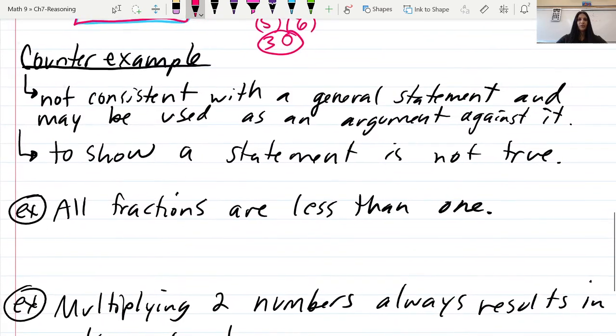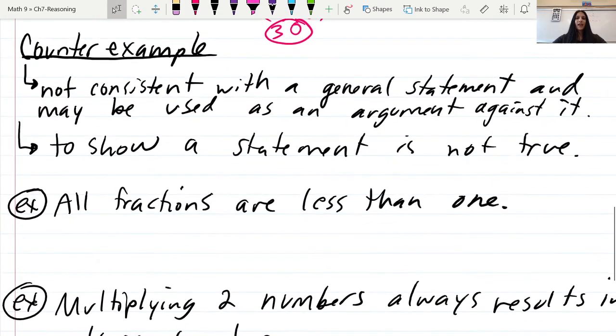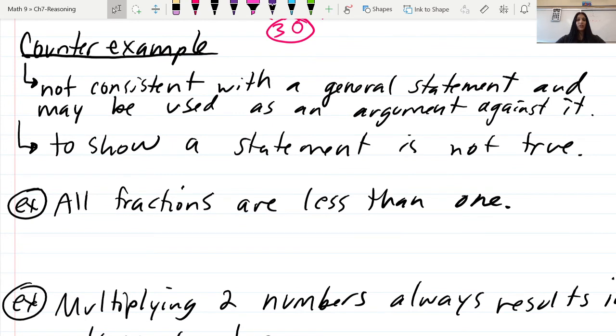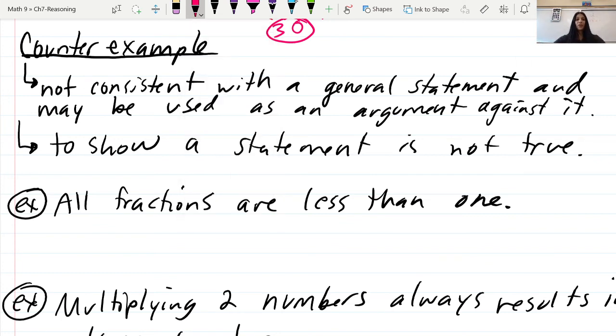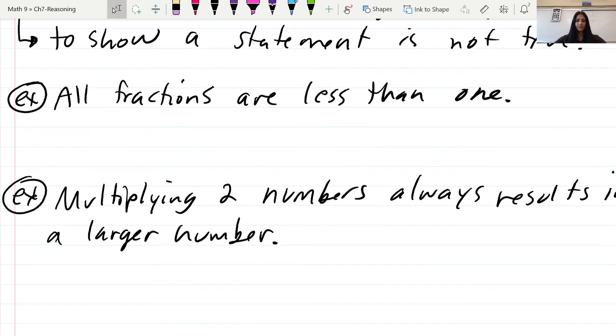Okay, now looking at just a couple of new concepts. We're looking at a counterexample, which is not consistent with a general statement, and it may be used as an argument against it. You'll often see this in debates, but we also can use this in math to show a statement is not true. So, for example, here's how this shows up in math. All fractions are less than 1. Okay, so that is true if we have something like 1 over 2 or 1 over 5. But are there fractions that could be more than 1? Yes, there definitely are, so I don't agree with this statement.